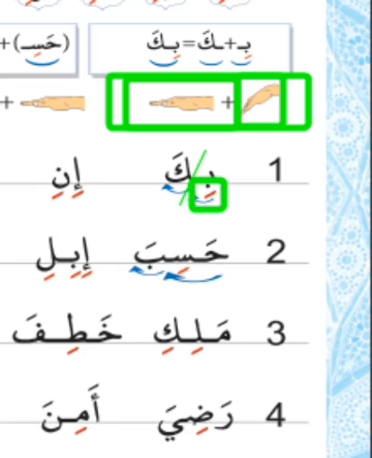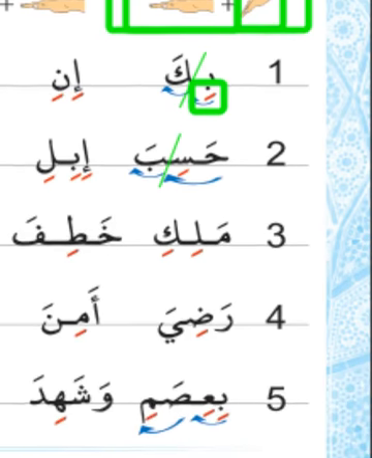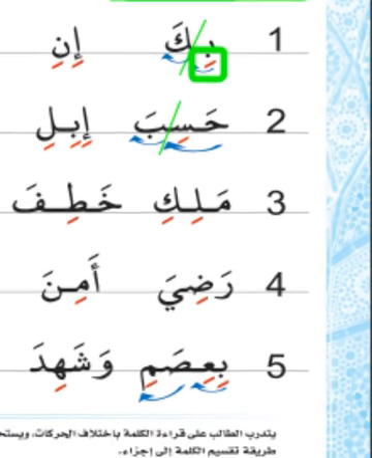And beneath, on line 2, we have a 3-letter word, which we will split into first 2 letters and then the last letter. So ha, si, ba. As we move down all the way to line 5, which has a 4-letter word, we will split it in half, 2 letters at a time. So bi'i, sa, mi, bi'i, sa, mi.